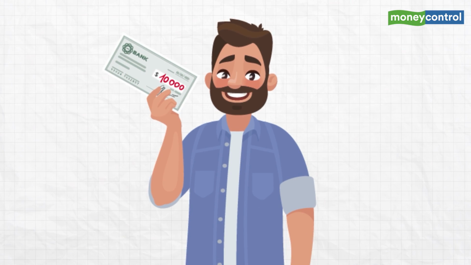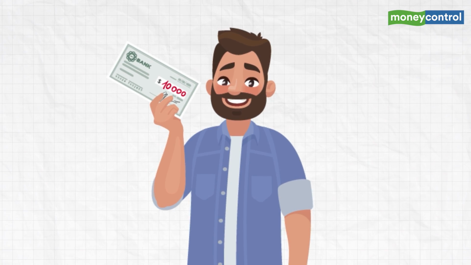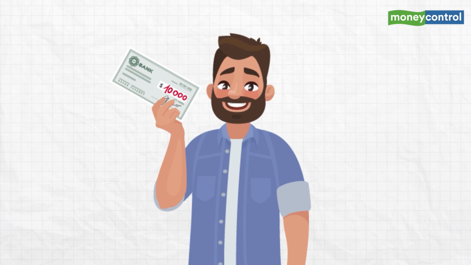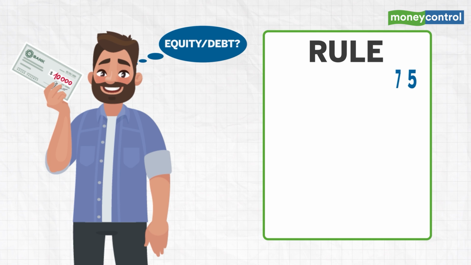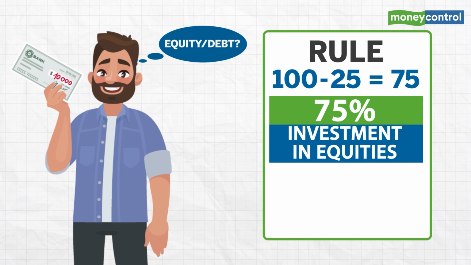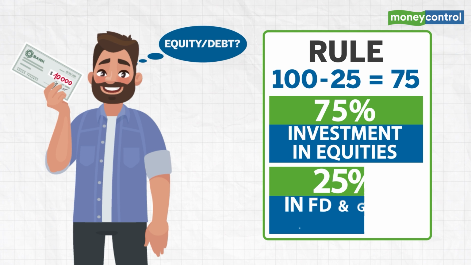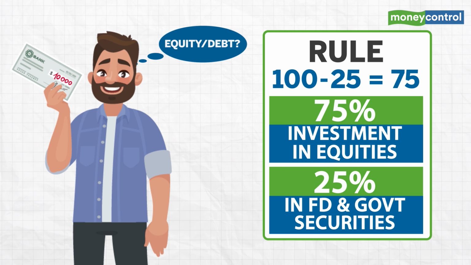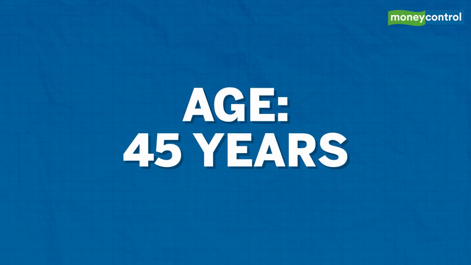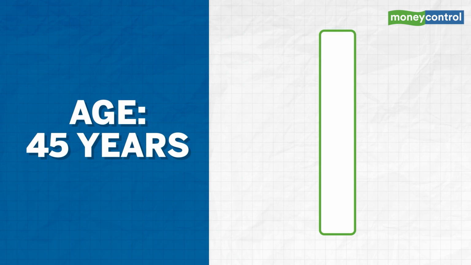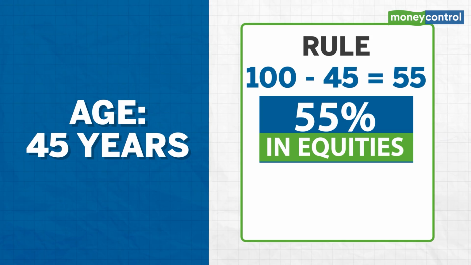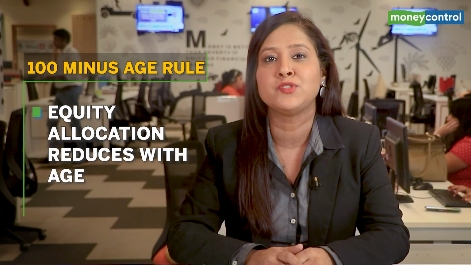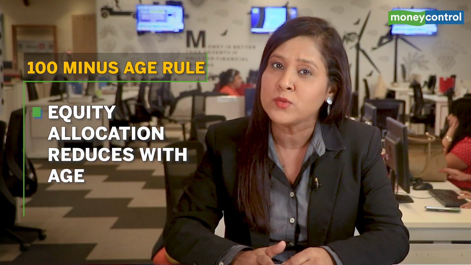Let's say you're 25 years old and you have just received your first paycheck. You want to start investing, but you're unsure about how much to invest in equity and how much in debt. If you apply the 100 minus age rule, you will invest 100 minus 25, which is equal to 75% in equities. You can then invest the rest of the amount, that is 25%, in comparatively safer assets like fixed deposits and government securities. But if you are 45 years of age and are looking to invest in equities, then according to this rule, you will be investing 100 minus 45, that is 55% in equities and the rest in safer investment vehicles.